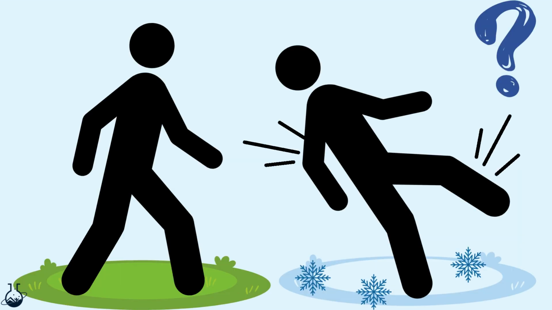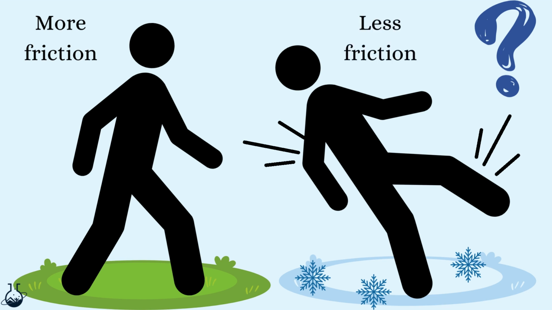So why is it that you don't fall over on regular ground, but maybe you do more on ice? Well, it's simple really. One has more friction and the other less.